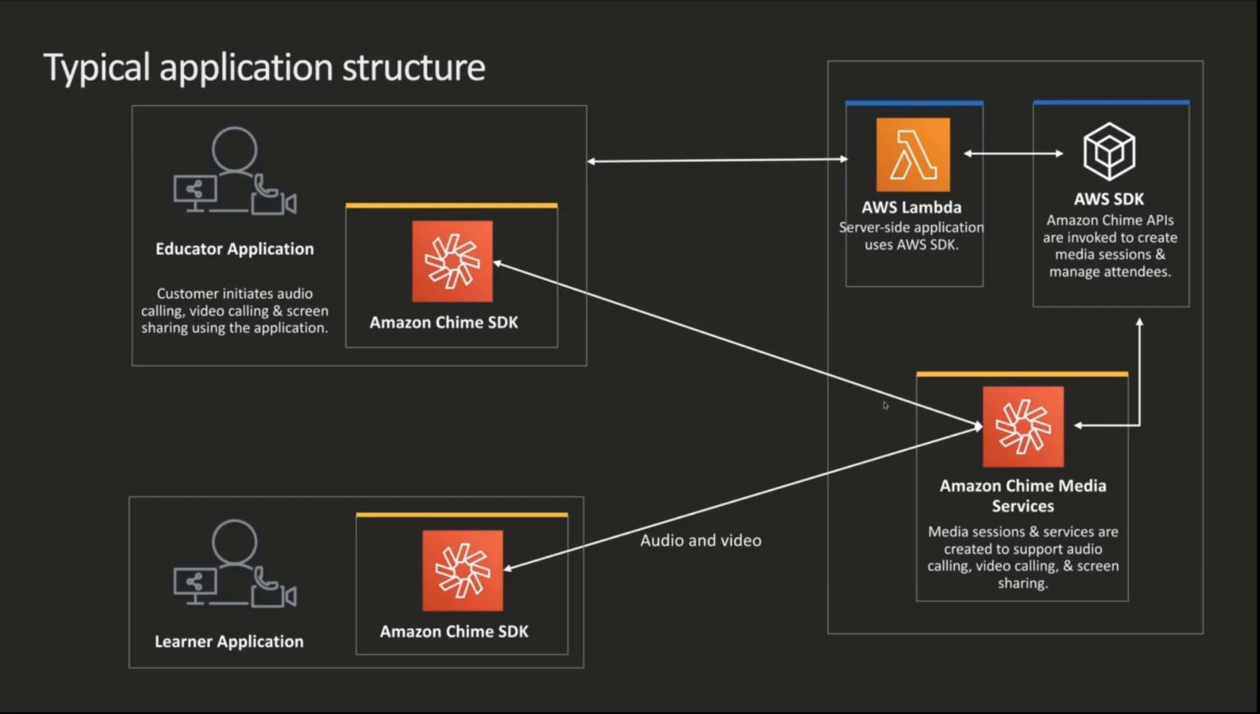And then you'll see both the learner and the educator here are connecting to the Chime media services in the bottom right there. And that's really the media flow. That's how audio and video are being exchanged. And so you'll see this structure pop up a lot because it's what makes sense. It's how these components are meant to work.